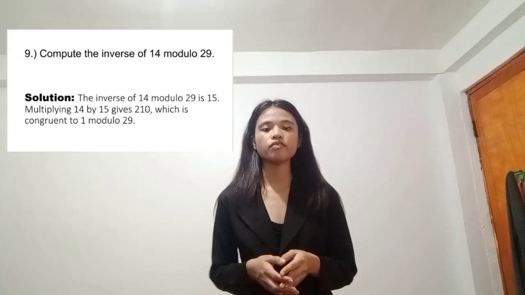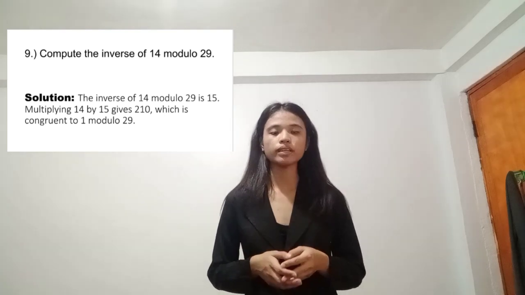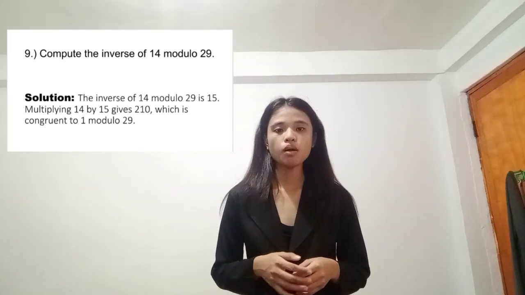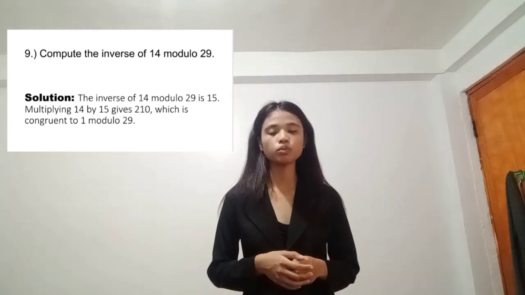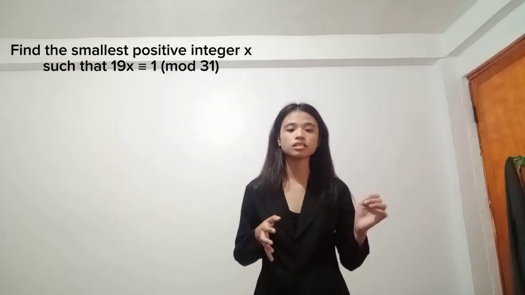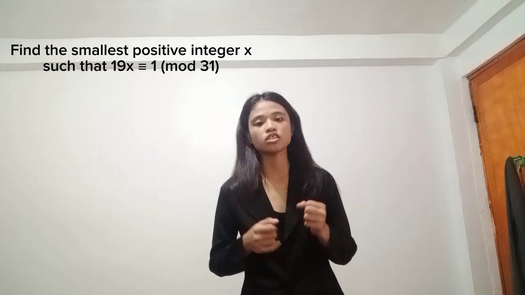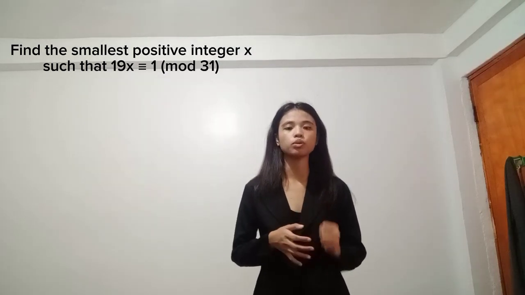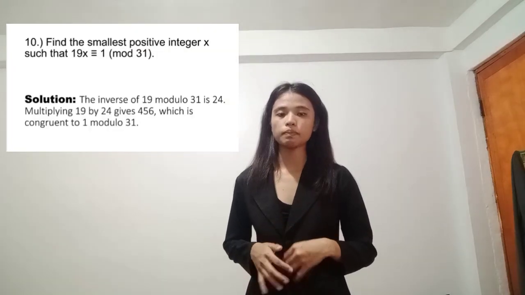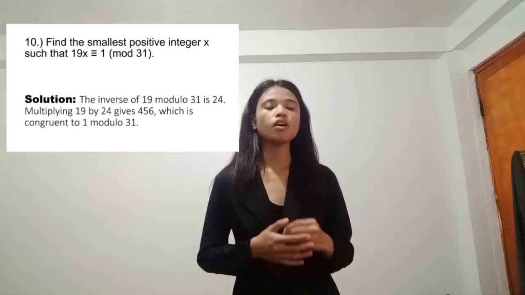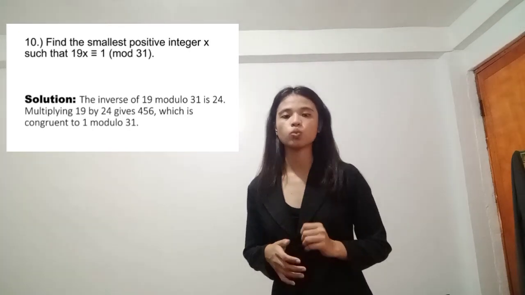Ninth example, compute the inverse of 14 modulo 29. The inverse of 14 modulo 29 is 15. Multiplying 14 by 15 gives 210, which is congruent to 1 modulo 29. And the last example, find the smallest positive integer x such that 19x is congruent to 1 modulo 31. The inverse of 19 modulo 31 is 24. Multiplying 19 by 24 gives 456, which is congruent to 1 modulo 31.